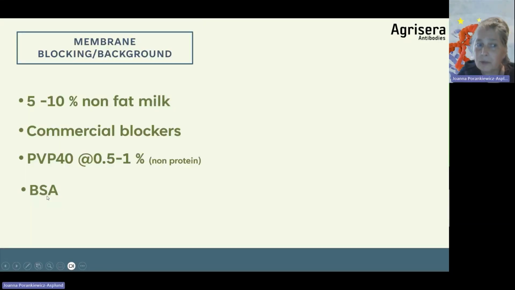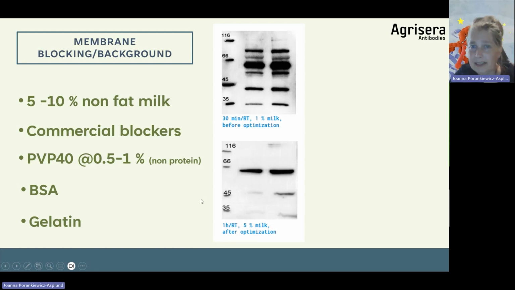BSA is rather weak for certain types of samples. Non-fat milk is a mixture of different proteins, while BSA is just one single protein. So non-fat milk may more efficiently block a membrane. We also have gelatin. And now let's look at what result we can get.